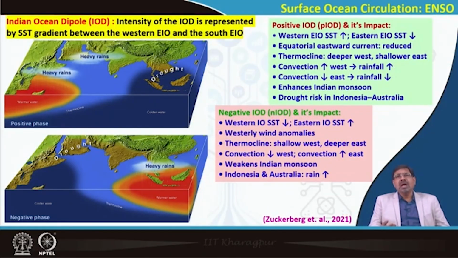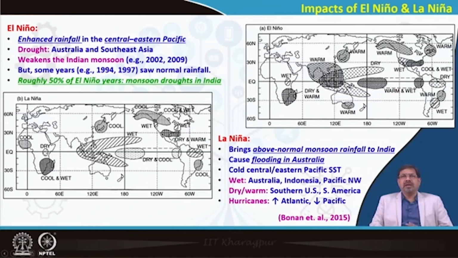So, it is just a contrasting situation in terms of positive and negative IODs. What do we try to understand from this slide? We try to understand that there is a differential pattern in the ocean dipole in our Indian Ocean, which is another ocean circulation phenomenon explained in terms of the surface ENSO event.